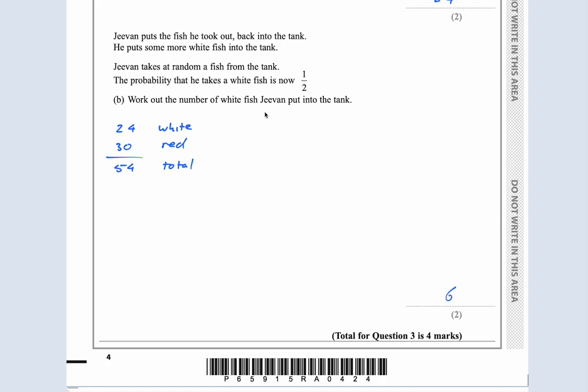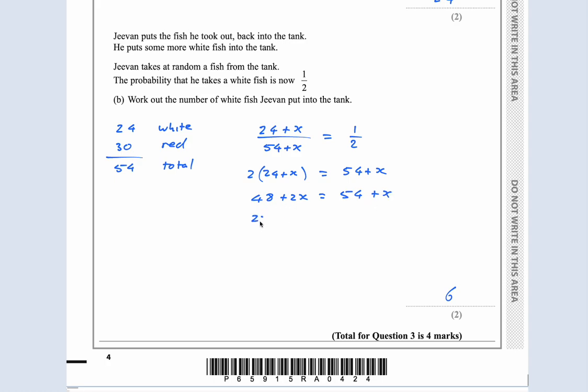Now I'm going to show you the more technical way to do it. Imagine he adds x more fish. So we're going to say 24 plus x, some number of white fish, out of 54 plus x, because the total is now gone up by x. This has to equal a half. Find the value of x. That's essentially what we're doing. And to solve this, we can cross multiply. 2 times 24 plus x equals 1 times 54 plus x, which is just 54 plus x. Multiply this out. 48 plus 2x equals 54 plus x.